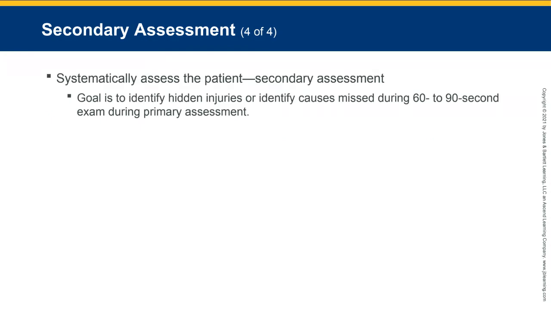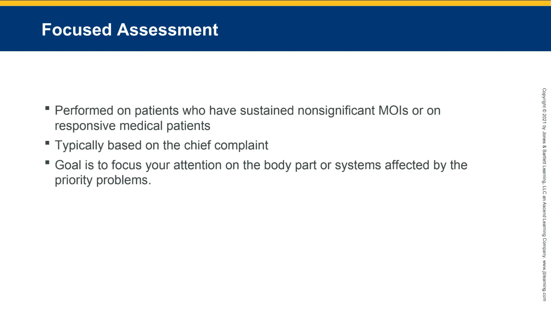Systematically assess the patient. The goal is to identify hidden injuries or causes missed during the 60 to 90-second exam during the primary assessment. Your focused assessment is performed on patients who have sustained a non-significant MOI, or on responsive patients, typically based on the chief complaint. The goal is to focus your attention on the body part or systems affected by the priority problems.